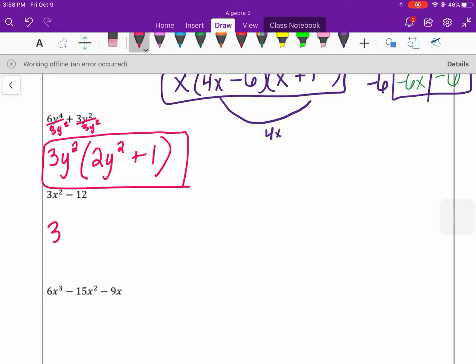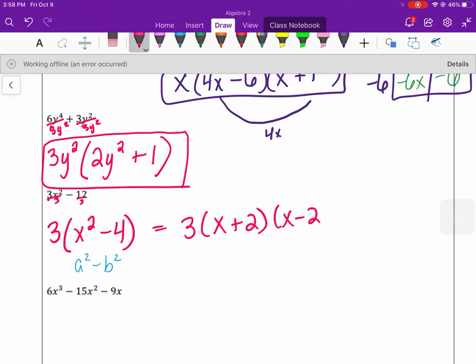3x squared minus 12. I can divide both 3 and 12 by a 3. I can't take out an x since the 12 doesn't have an x, but I can take out a 3. That would leave me with, divide both these by 3, x squared minus 4. Now hopefully you recognize that this is a difference of squares, because x squared is a perfect square and so is 4, and you're subtracting. So that's going to factor to x plus 2 and x minus 2.